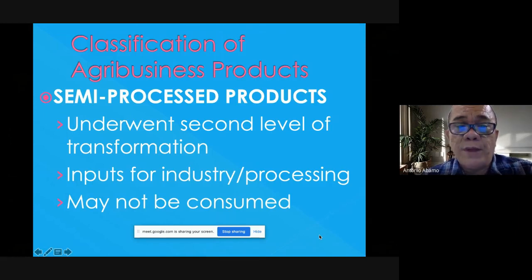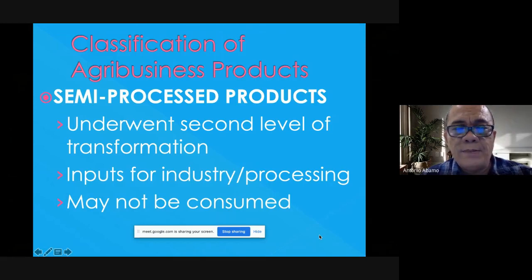Now, what do you mean by second level processing? Maybe it has undergone cutting or chopping or something like that. So that is second level already, because sorting is already first level. Now, these are the inputs for industry. This one is going to be used as inputs for industry.